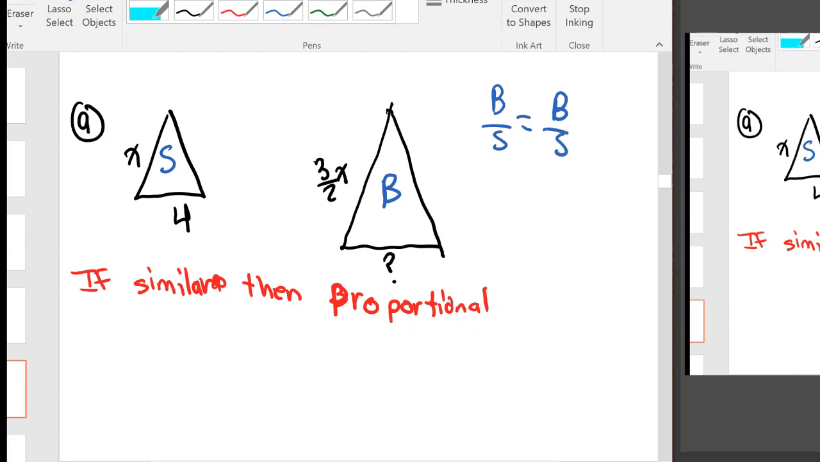Okay? So in this case, what you have is the big triangle has 3 halves x. And that's on a corresponding side right here, which is this x. Now big again, which would be question mark, and 4. Now people get a little lost over here because there's variables, there's a variable and there's also a question mark. This should not scare you.